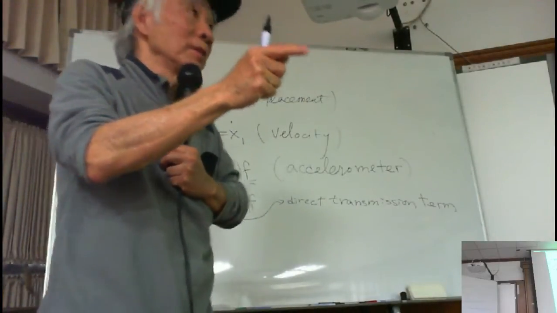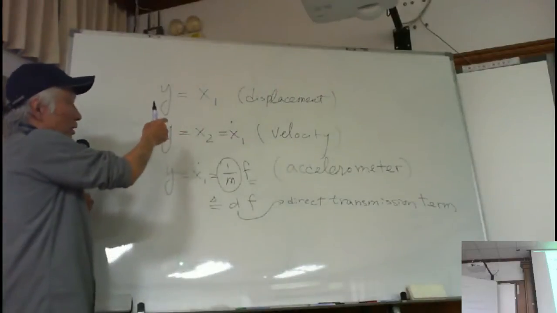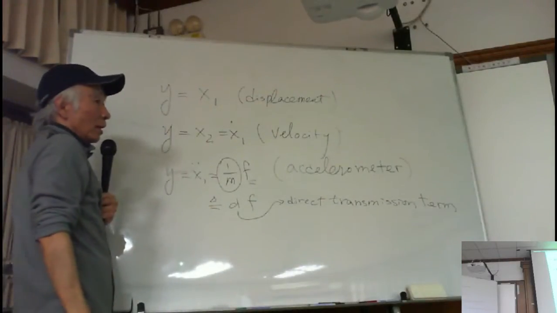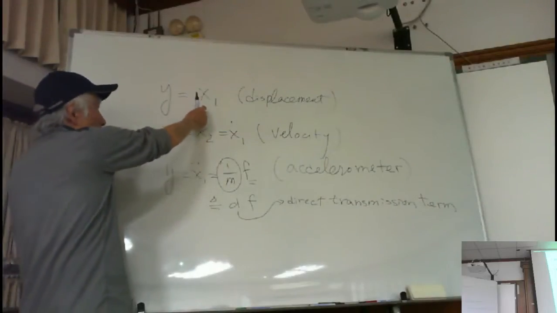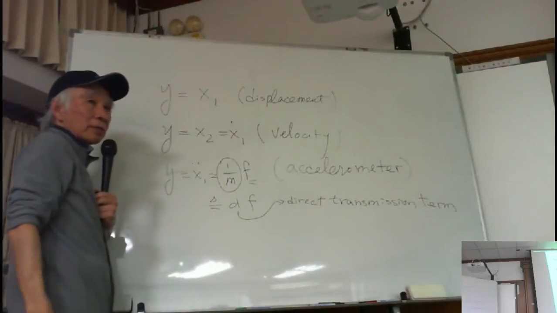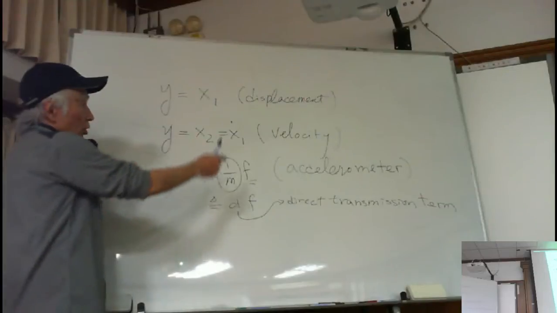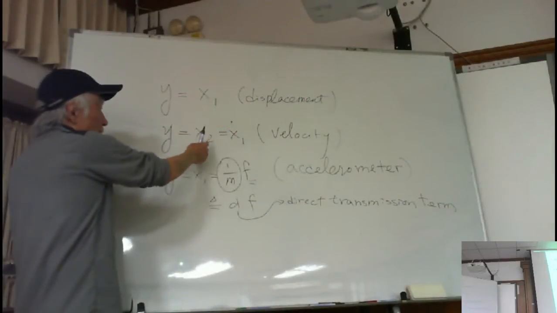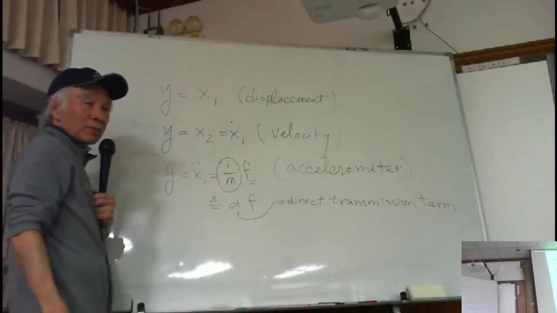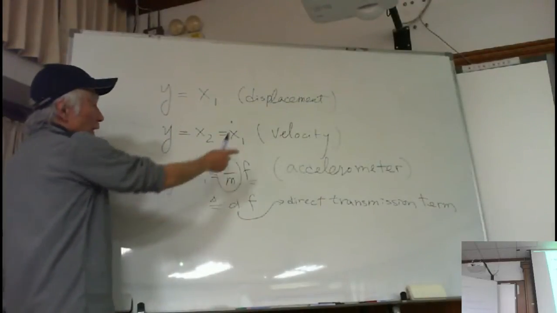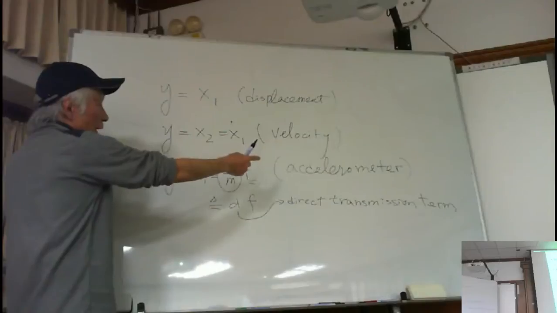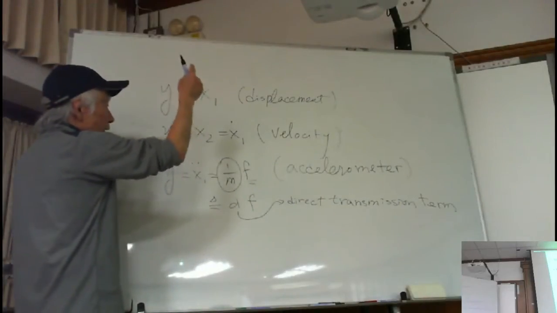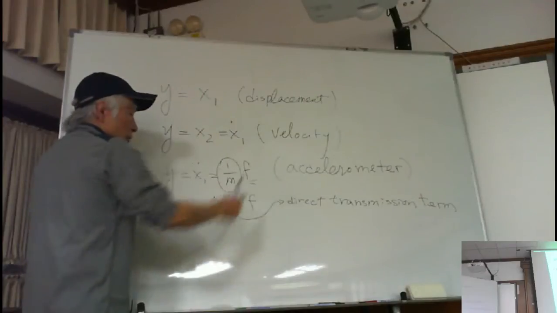Now listen carefully. If you use the displacement sensor, then you have x1, the displacement state, there. If you use the velocity sensors, you get the velocity state there. If you use the accelerometers to measure the accelerations, then you don't get a state. Instead of getting a state, you get the direct transmission term.